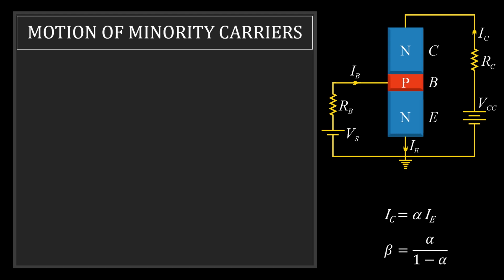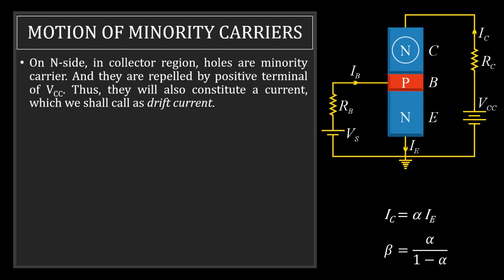Right now we were talking about the motion of majority carriers. Now we will talk about motion of minority carriers. On the N side in the collector region, holes are the minority carriers. These holes will be repelled by the positive terminal of the battery, so I can expect these holes to be moving down. So these holes are causing a current.